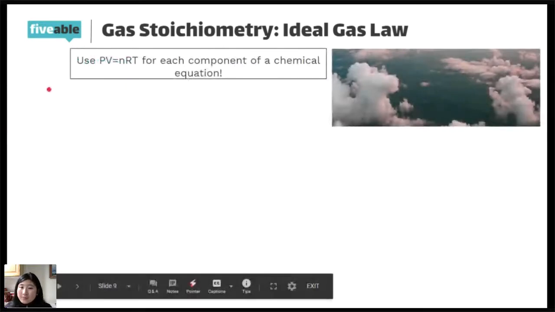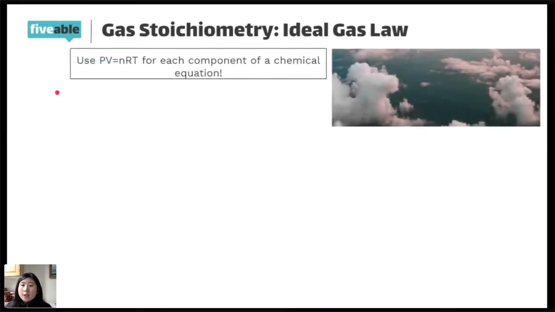So we want to use PV equals nRT for each component of a chemical equation. When we're talking about gas law, let me just show you an example. For this part, you'll have to use PV equals nRT, and PV equals nRT for this, and PV equals nRT for this, if you want to find out their specific moles.